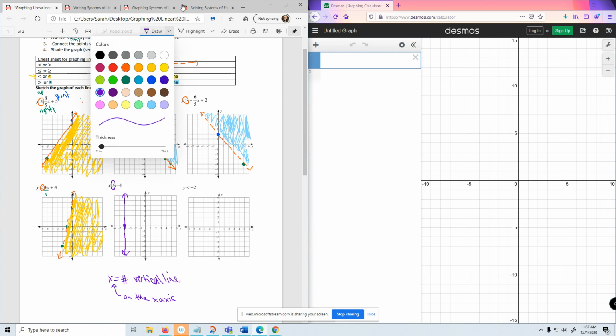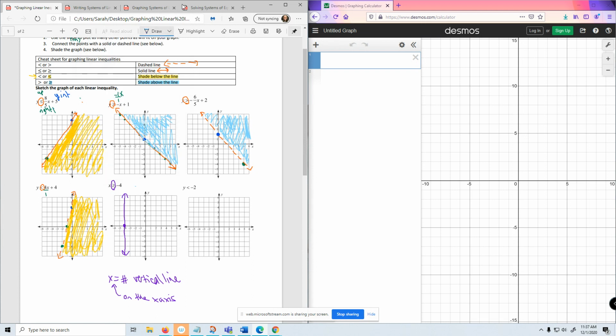Now I've got to figure out where I need to shade. So it says x is greater than or equal to -4. So normally that would be above. However, I can't really go above a vertical line. Think about what greater than means. It means numbers that are bigger than -4, which is going to be all the numbers to the right of -4 on the x-axis. So this whole section of the graph here that I'm shading in blue is my solution set along with the points on the solid line.